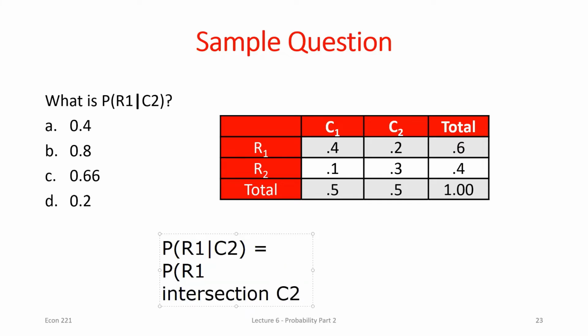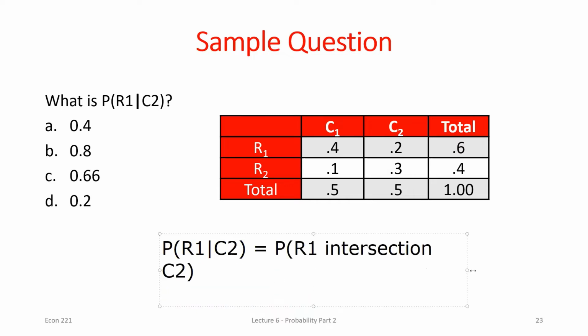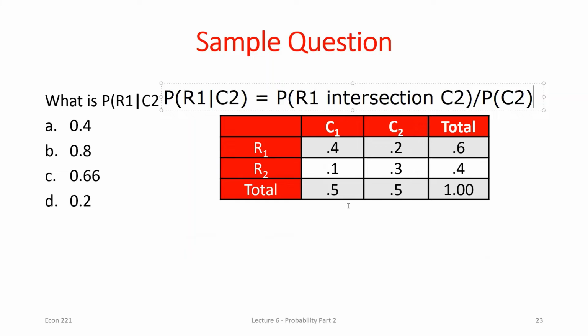So R1 intersection with C2, and then we divide by the probability of whatever we're conditioning on, which is C2 here, right? So where is the probability of R1 and C2? The probability of R1 and C2 is 0.2. The probability of C2, go down to the total, is 0.5. Right?